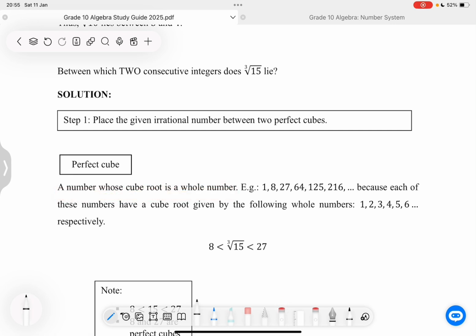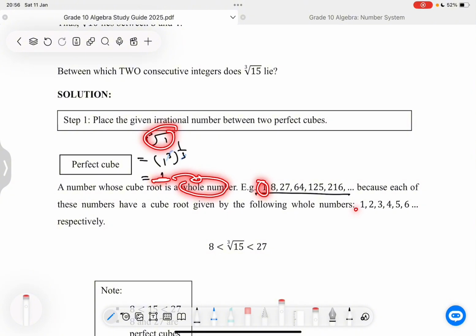So what does that mean? They've given us examples again here. This means that if I take the cubic root of 1, it's going to be 1 to the power 3, but here I'm going to have 1 over 3. And this would mean that I'm left with a 1. Now notice that when I take the cubic root of 1, I get a whole number, because 1 is part of the whole numbers. This means that 1 is a perfect cube.